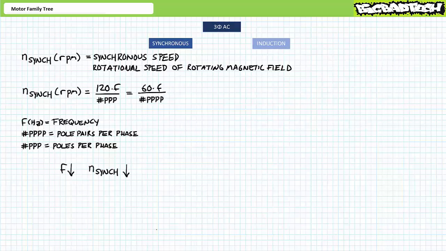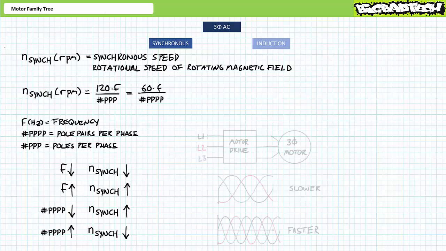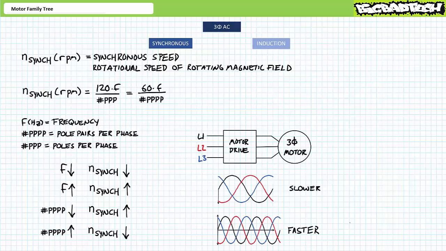Long story short, lower frequency means a slower synchronous speed. Higher frequency means a faster synchronous speed. Conversely, a lower number of pole pairs per phase means a faster synchronous speed, and a higher number of pole pairs per phase means a slower synchronous speed. A type of modern power electronics device, known as a motor drive, can be used to directly decrease or increase excitation frequency and thus change rotational speed of a motor under its direction with a fixed number of pole pairs. We'll examine motor drives in greater detail in later lectures.